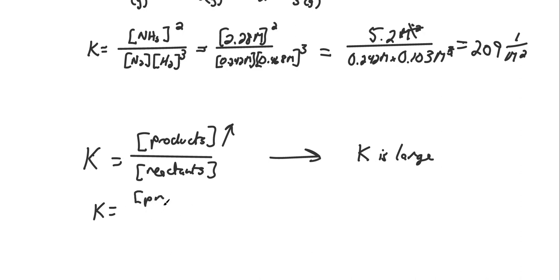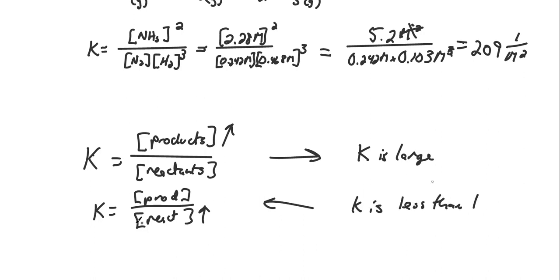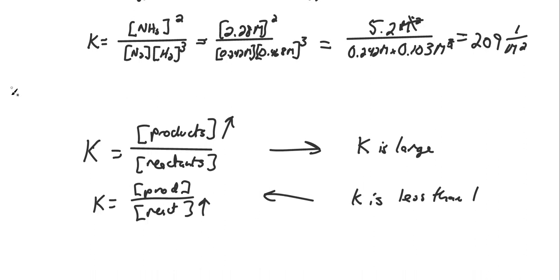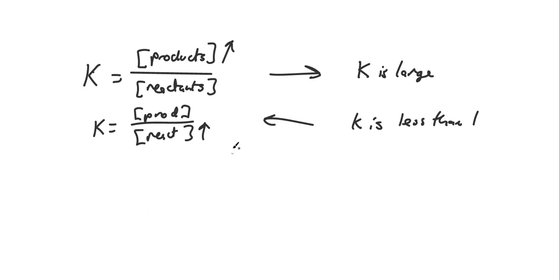If we have small K, say our products, I'm just going to say prod over react. If this is larger than that, our K is going to be very small. K is less than 1, then our arrow is going to go the other direction. So if products and reactants are equal, K is about 1. So if they're about equal, then we're going to use our double arrow like that.